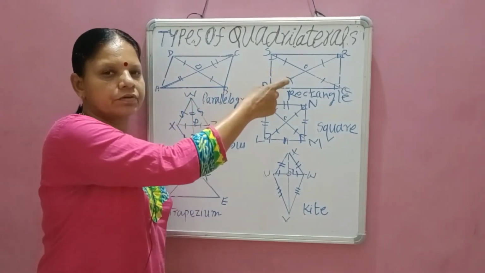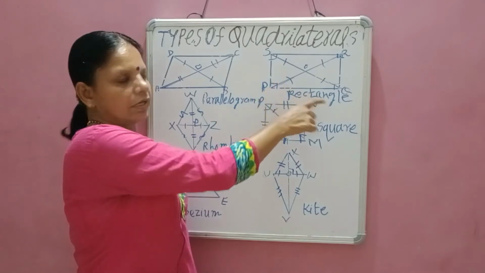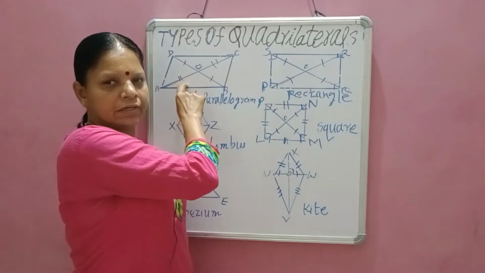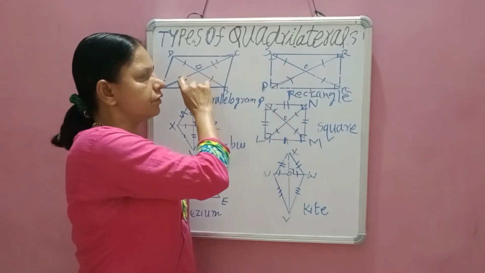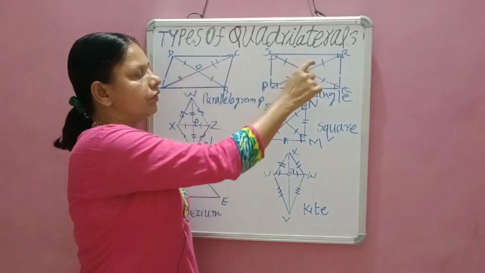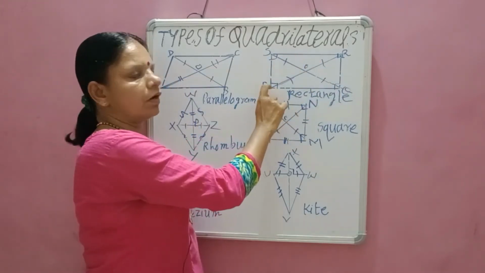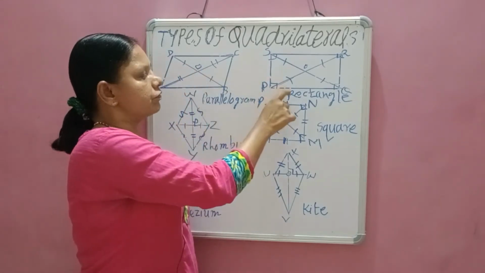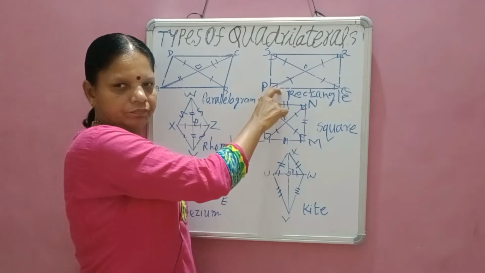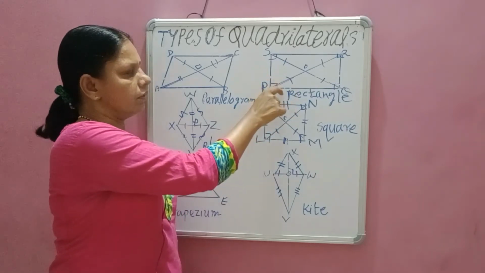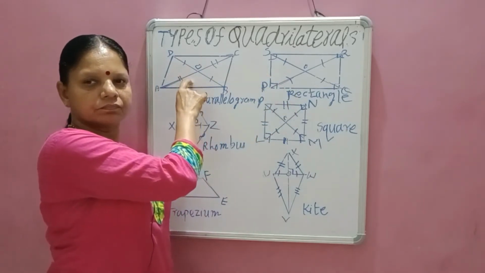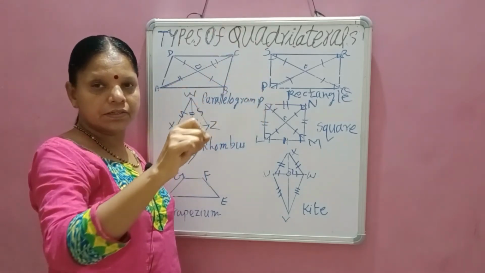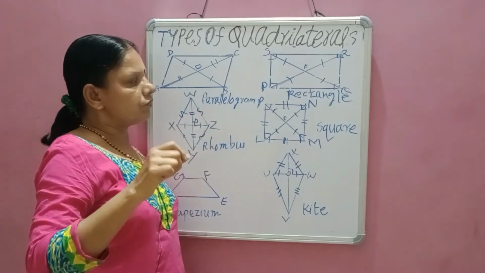Now we come to the next figure. That is rectangle. When all the angles of a parallelogram are 90 degrees, then the parallelogram is called rectangle. Clear? So rectangle is also a parallelogram. What is the definition? When all the angles are 90 degrees. That is the definition of rectangle.